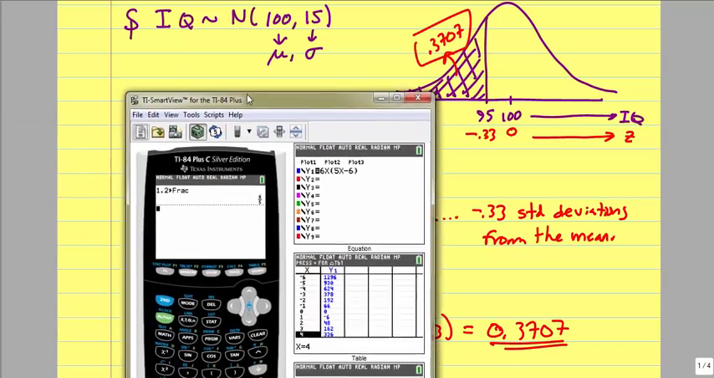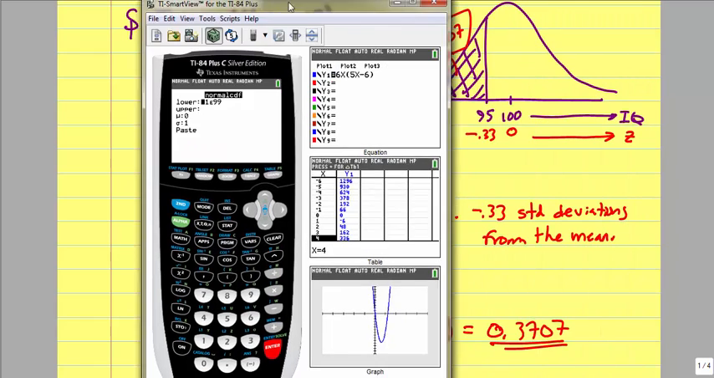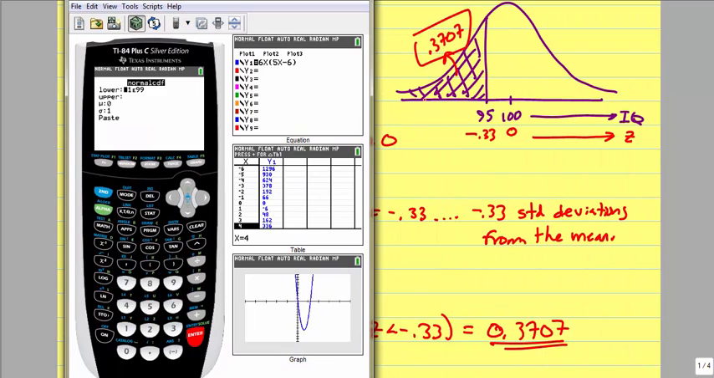So when you use your calculator, you actually don't have to go through the standardization process because it takes care of it for you. So our steps would be second, DISTR, normal CDF. Now, if you don't have all of these options where it asks you specifically lower, upper, mean, and standard deviation, all you need to do is put them in the same order, lower, upper, mean, standard deviation, and just put commas in between. Now, if we look at our graph, this lower end over here is heading off toward negative infinity. So we want a really, really large negative number.